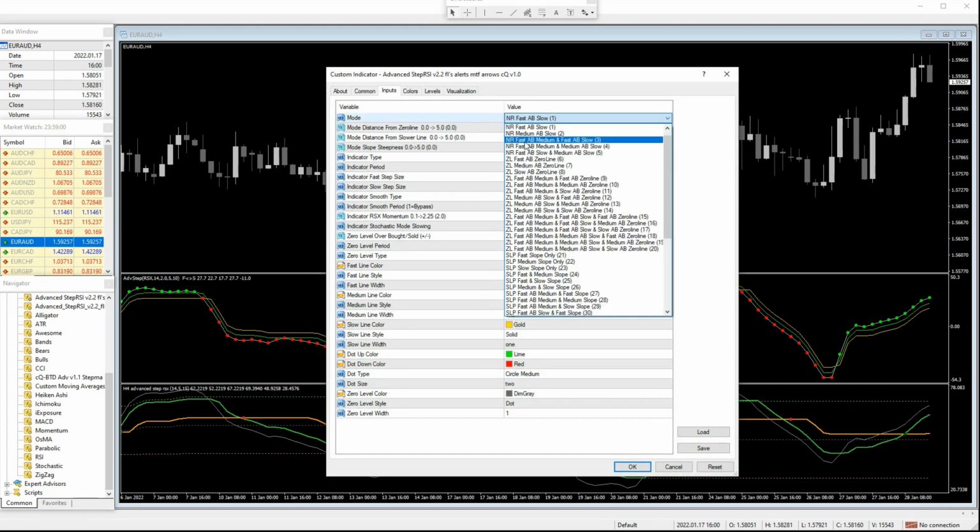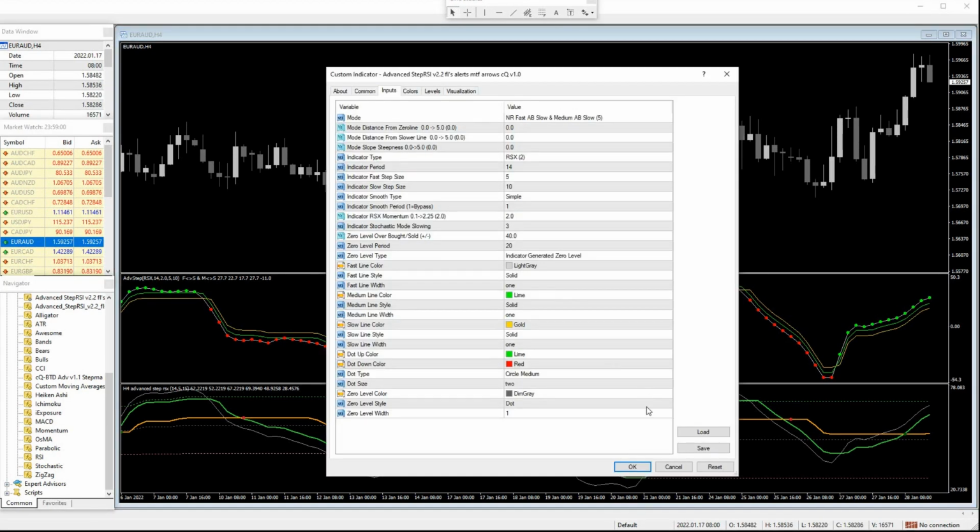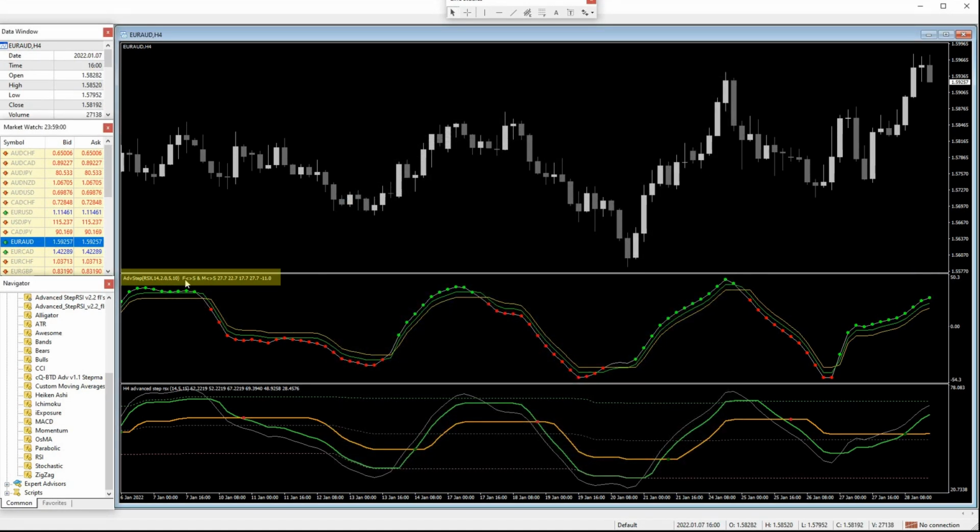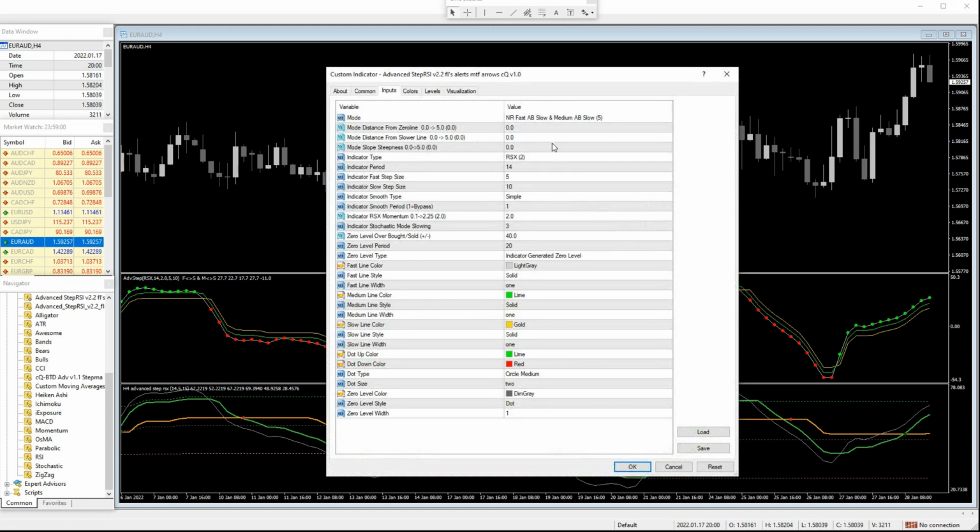Like this one here, this is fast above the medium line and the fast above the slow line. So it has to be above both. And this other one is the fast above the slow and then the medium above the slow. So there's quite a number of different modes here. And you can see it over here, fast above the slow and the medium above the slow. So that's what this is. The medium has to be above the slow to draw a dot, and then the fast has to be above the slow also as well.